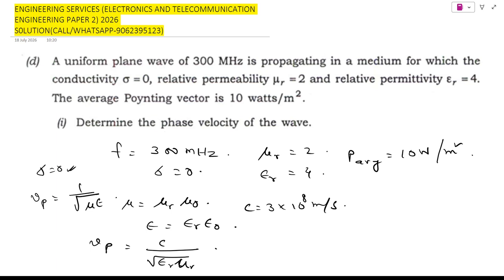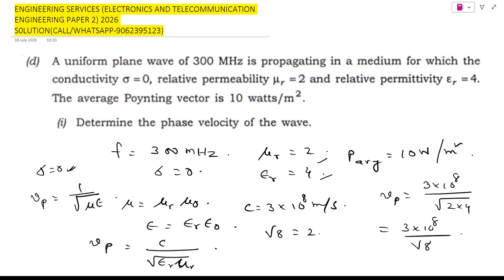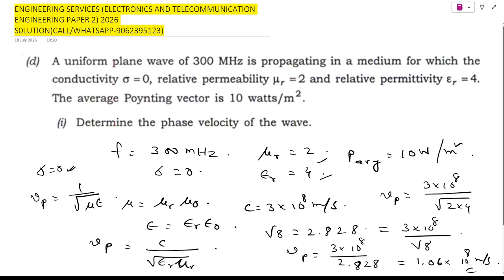Okay. Now given mu r is 2 and epsilon r is 4, so therefore Vp, this will be 3 into 10 to the power 8 by root over of 2 into 4. So this is 3 into 10 to the power 8 by root 8. Okay. Now root 8 is what? Root 8 is basically 2.828. So Vp will be 3 into 10 to the power 8 by 2.828, which is 1.06 into 10 to the power 8 meter per second. Okay, so what is the final answer? This is the final answer for this question.